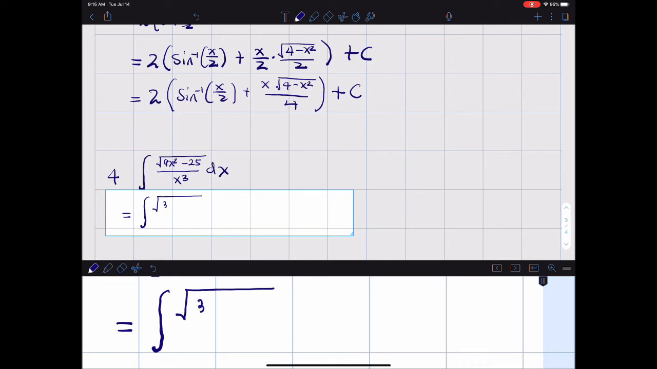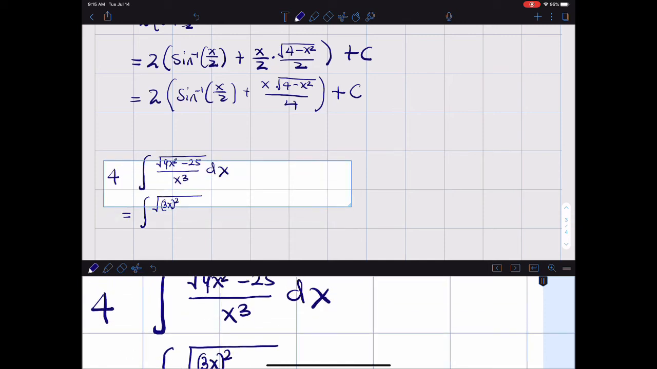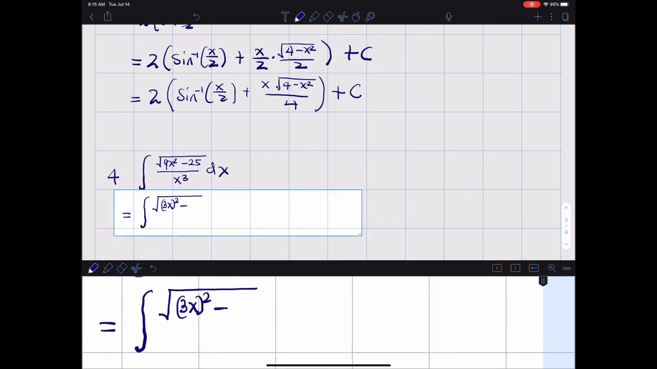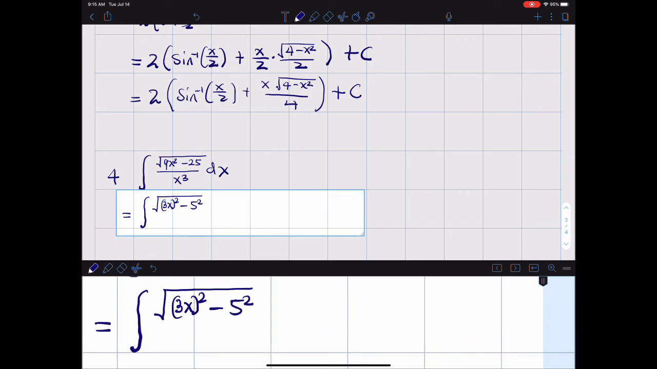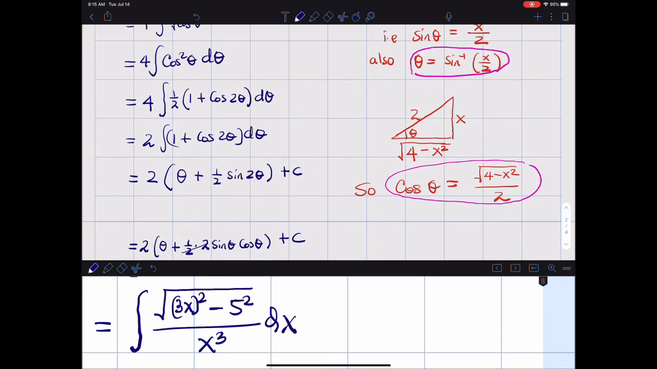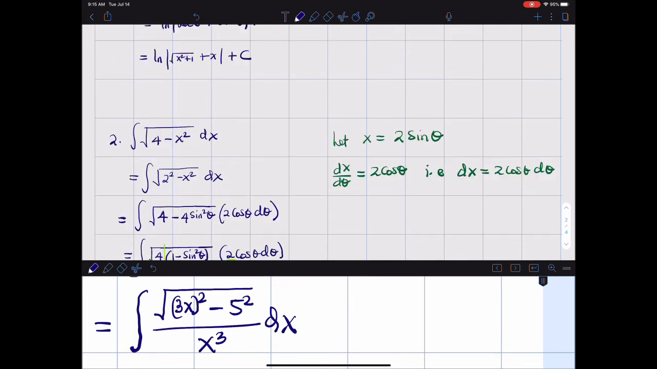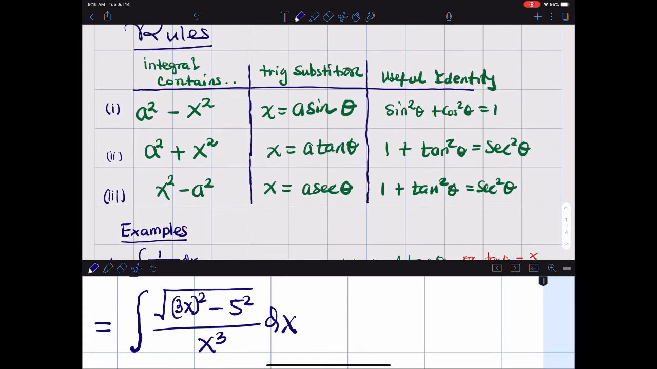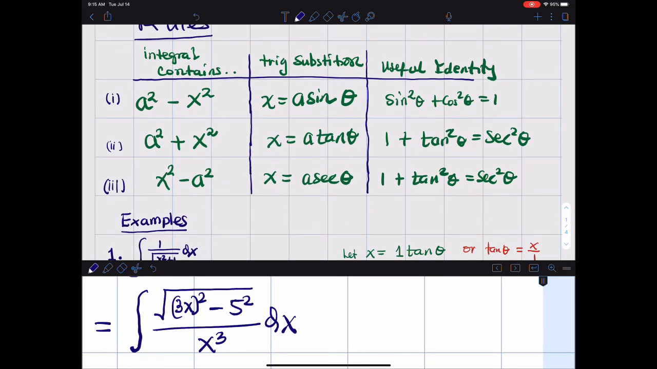So we can write this as (3x) squared, since 9x squared can be written as (3x) squared, then minus 5 squared, over x cubed dx. Okay, so let's go back to our trig identities or our rules. If you have x squared minus a squared, then in this case we have (3x) squared minus a squared.